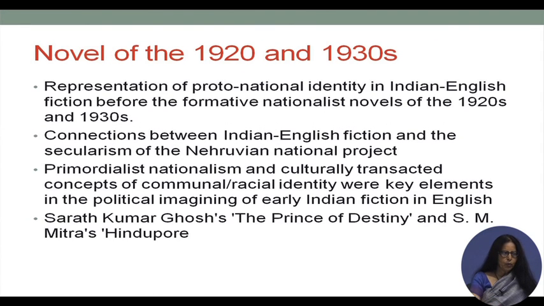struggle. And more new work like Kittle's work on the novel of the 20s and the 30s shows the representation of proto-national identity in Indian English fiction before the formative nationalist novels of the 1920s and 30s. It shows the connections between Indian English fiction and the secularism of the Nehruvian national project. So, this is our concern, how the secular Nehruvian project is translated in the writings of the 1920s and 30s and even earlier, as this book shows.